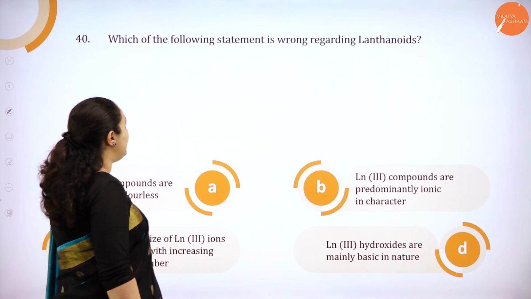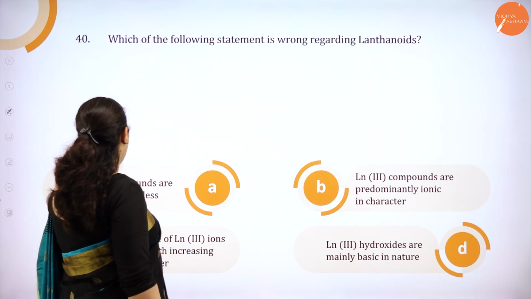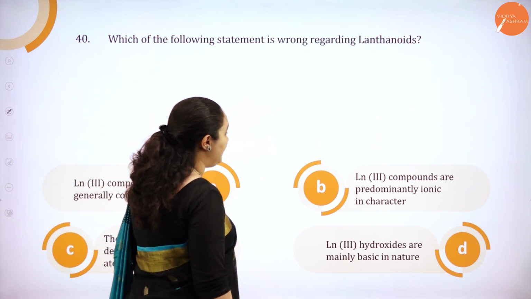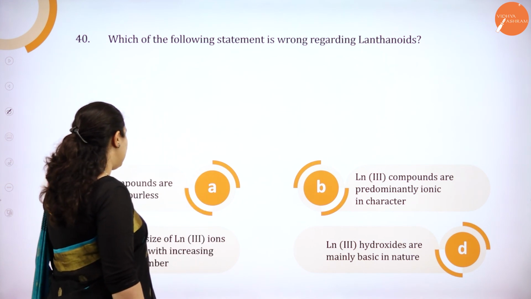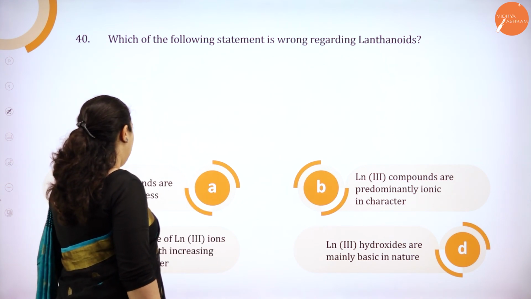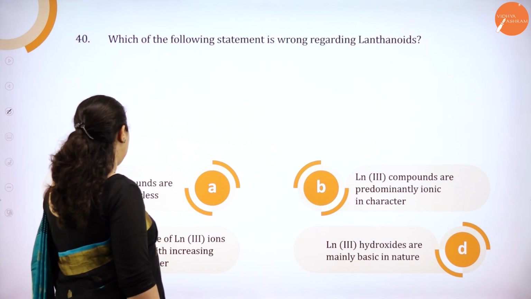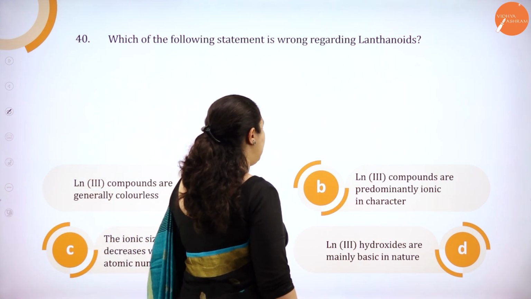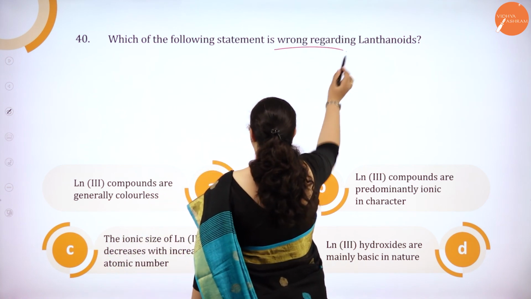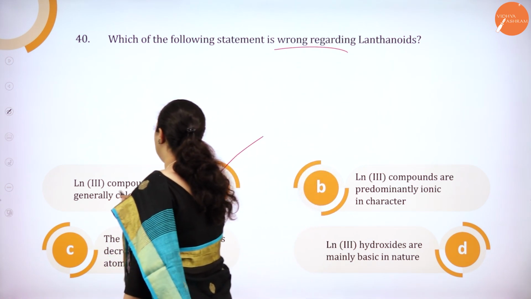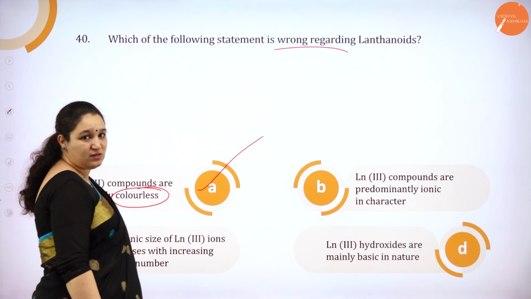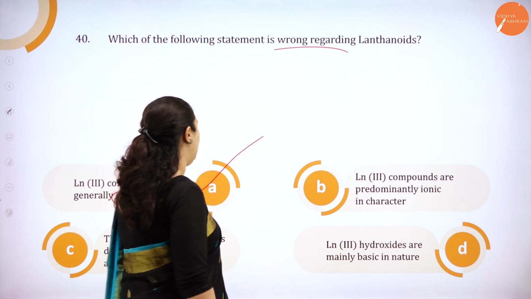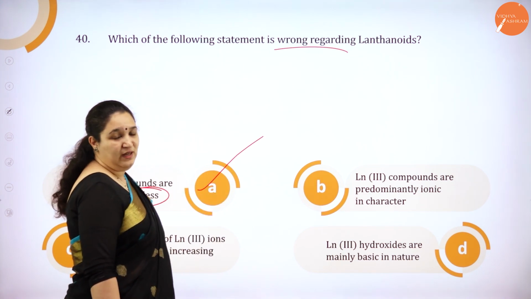Next one, which of the following statements is wrong regarding the lanthanoids? Lanthanide 3+ compounds are generally colorless. Lanthanide 3+ compounds are predominantly ionic in character. The ionic size of lanthanoid ions decreases with the increase in atomic number. Ln3+ hydroxides are mainly basic in nature. They are asking which is wrong. Okay, option A is wrong because they are not colorless. They show different colors. Okay, the rest are all exactly right about Ln3+ ions, especially of lanthanoids.